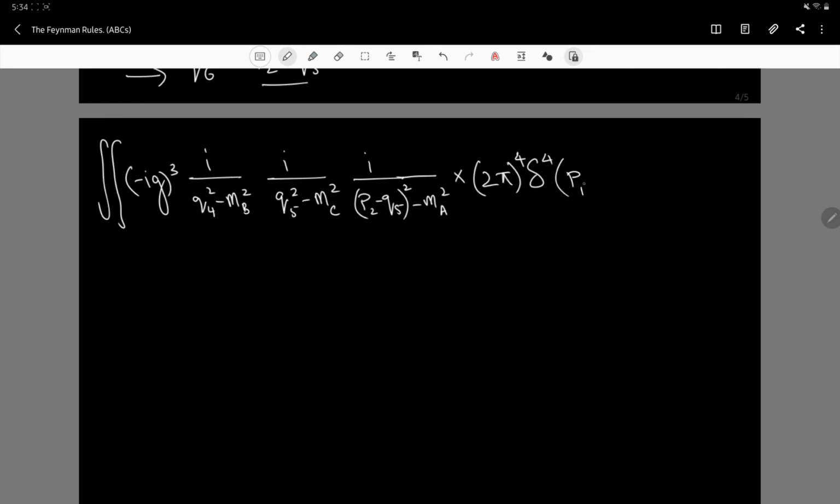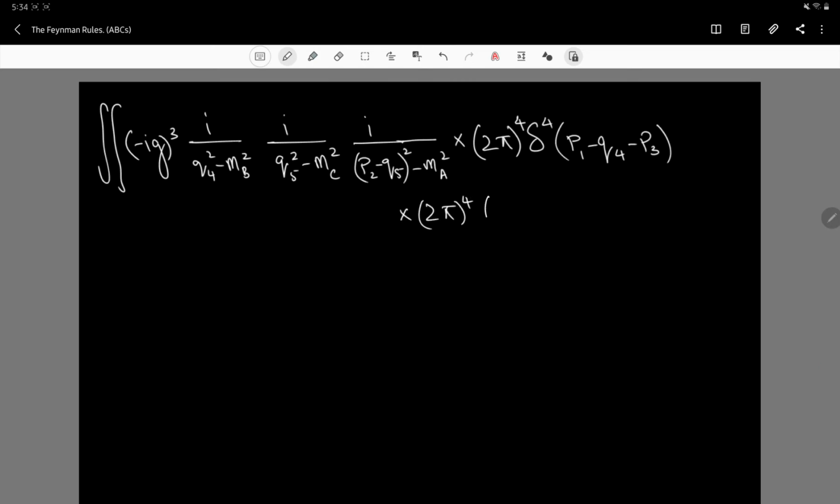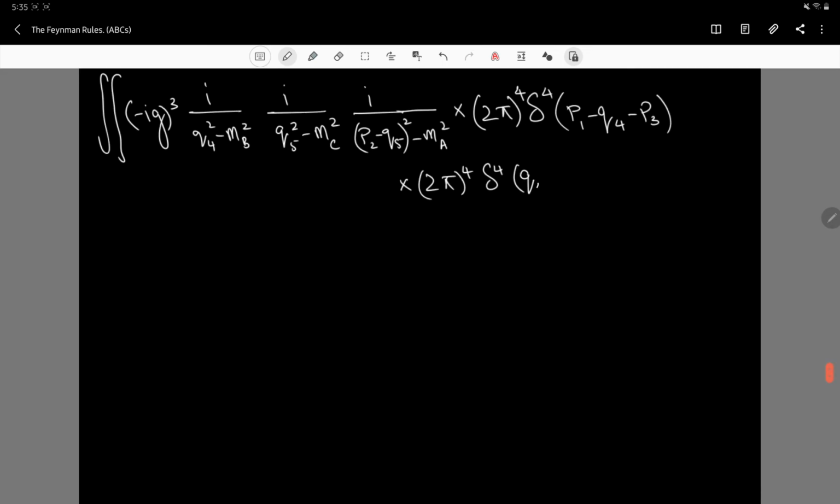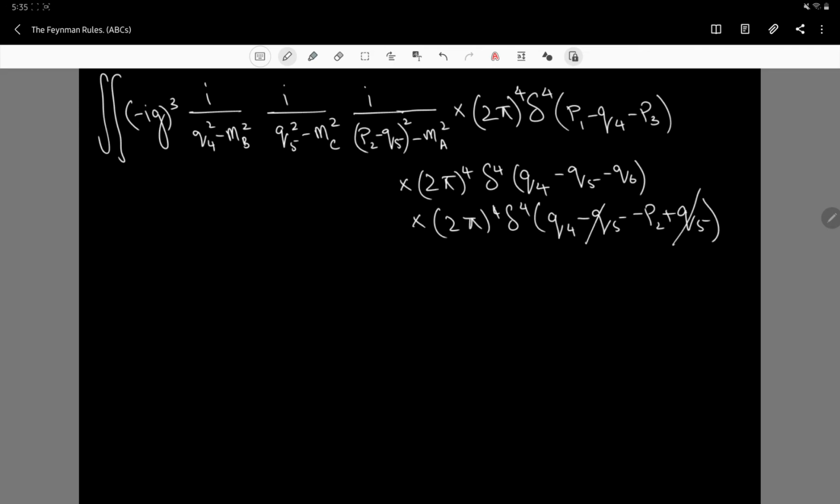So you have P1 minus Q4 minus P3 times 2 pi raised to power 4 delta 4. What do I have? Q4 minus Q5 minus Q6 into 2 pi raised to power 4 delta 4 Q4 minus Q5 minus P2 plus Q5. So I can just get rid of this Q5 over here like this. And we have two integrals, so let me write here, dq. We got rid of Q6, so we have this thing, right? And here we go.